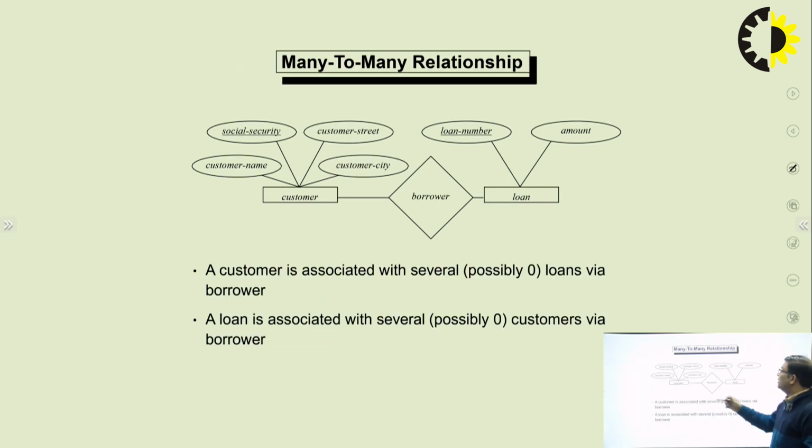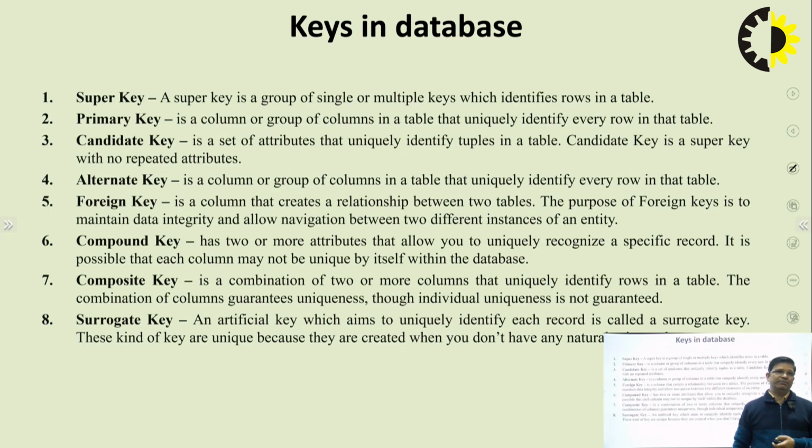Many to many. There are many customers and they have taken multiple types of loan. For example, 3 customers are there. The first customer has taken a house loan and an education loan. The education loan is taken by customer 2 also. The house loan can be taken by customer 3 also. So there are many customers and many loans. In this way, this diagram shows a many to many relationship.